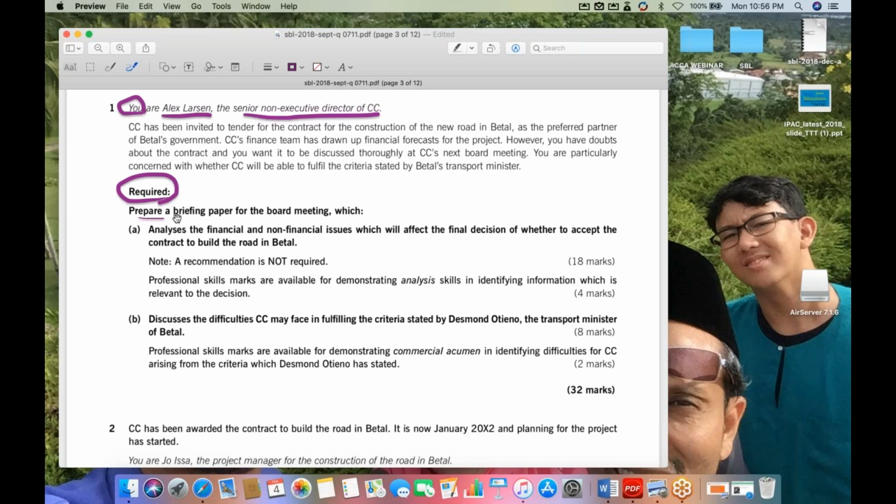to prepare a briefing paper. So this is actually your task. Preparing a briefing paper is your task. For whom? For the board meeting. And what's your question verb?